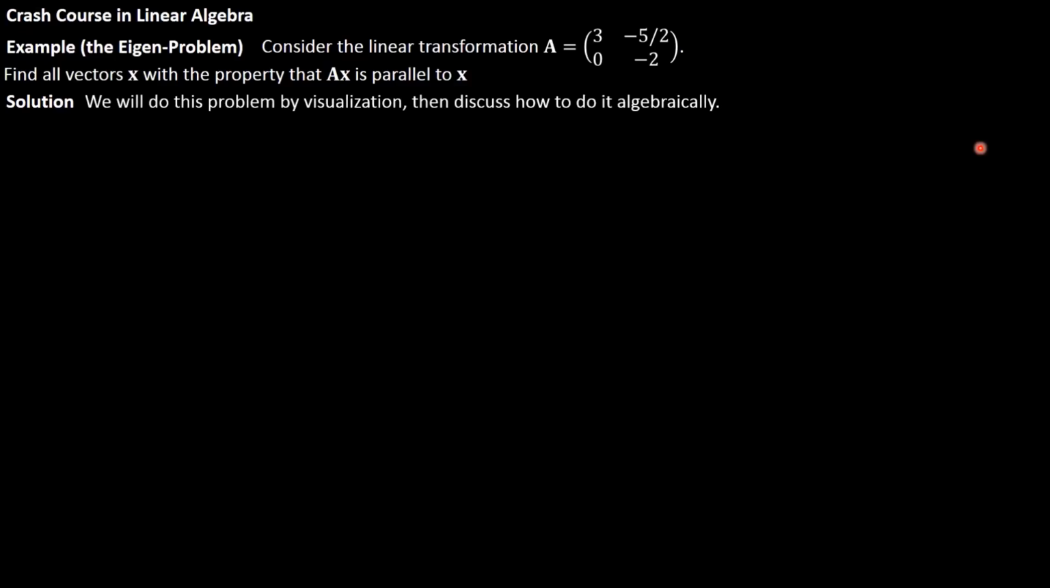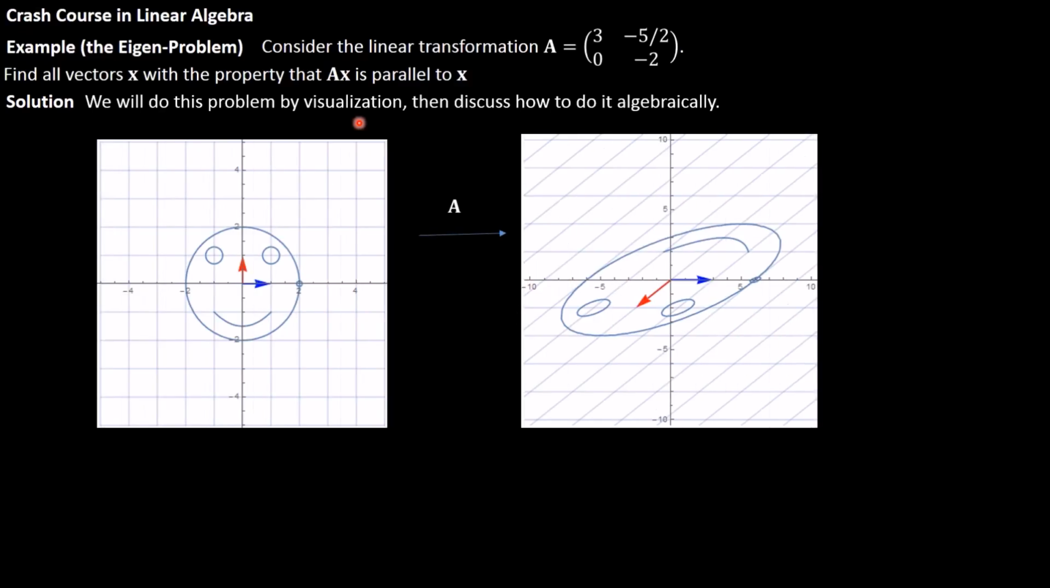So let's take a look at this problem visually first. Here's what our transformation looks like, and we're looking for vectors that are parallel to their image.